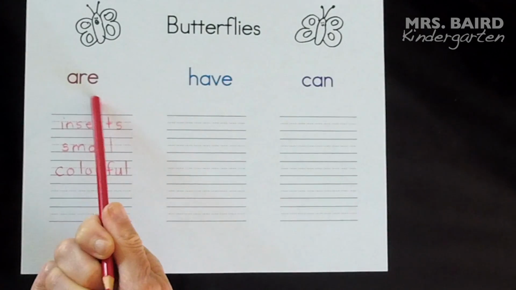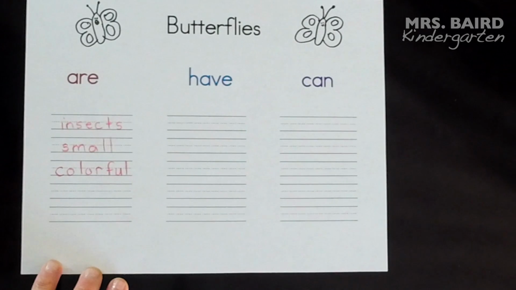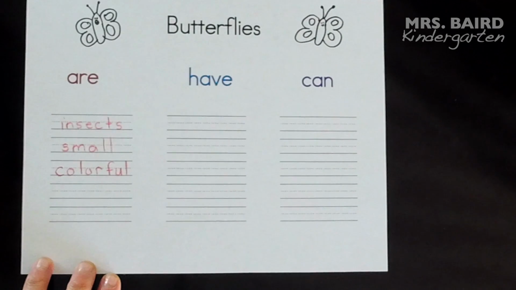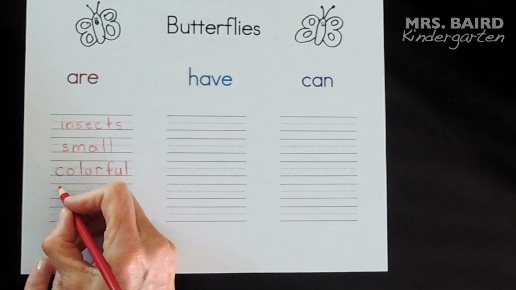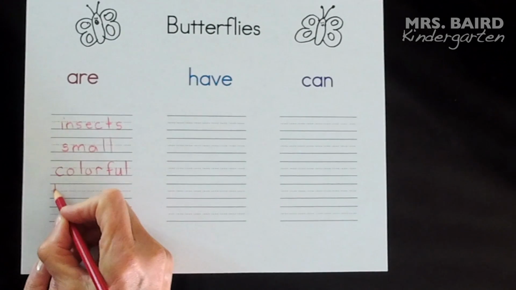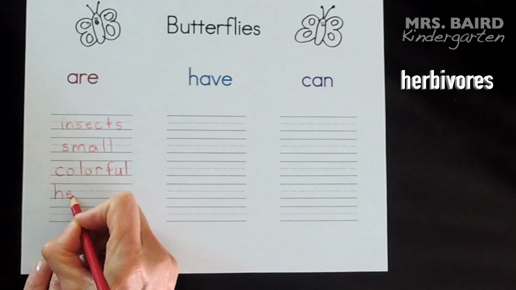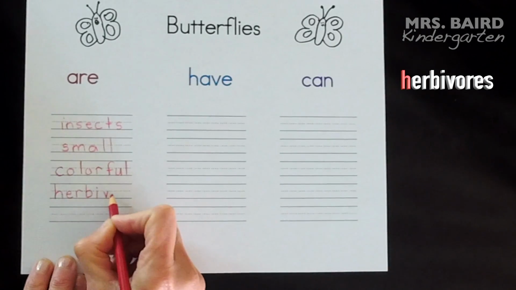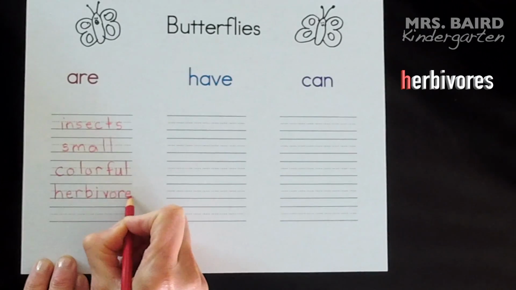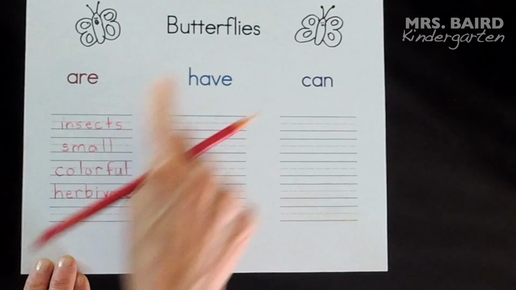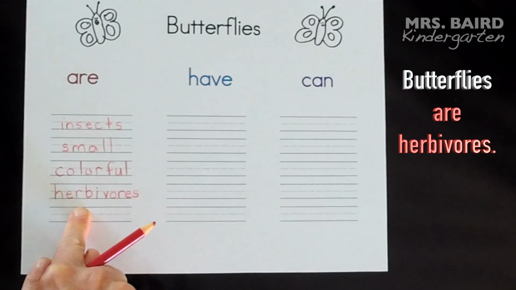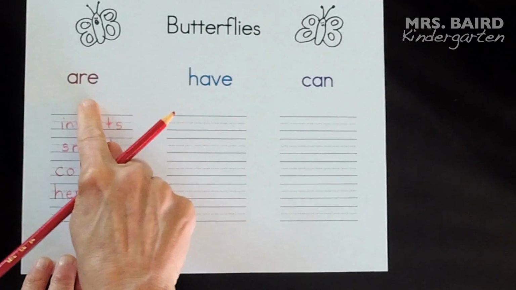Butterflies are, well, here's a couple of scientific words we're going to learn. One of them is what butterflies like to eat. Now, butterflies actually drink nectar from the plants, and that makes them herbivores. There's a silent H in that word, herbivores. It's what butterflies are. Butterflies are herbivores.